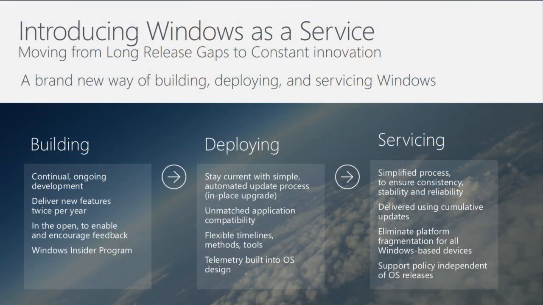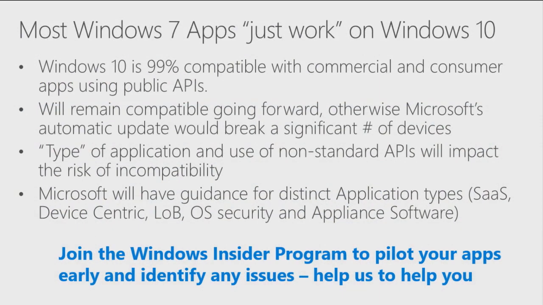From a deployment perspective, we've also changed the way that we deploy Windows. Now we have automatic in-place upgrades where you're going to be able to save your settings, data, and applications during that process. So they will stay the same when your customers upgrade to Windows 10. And from a servicing perspective, we're going to ensure consistency, stability, and reliability by using what's called cumulative update. So we're no longer eliminating fragmentation between all the Windows device ecosystem. But before getting into all these details, Steve is going to give you more details about that.